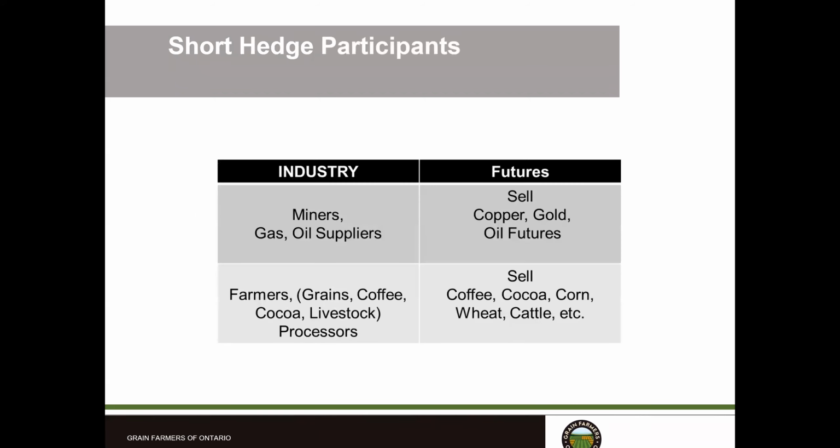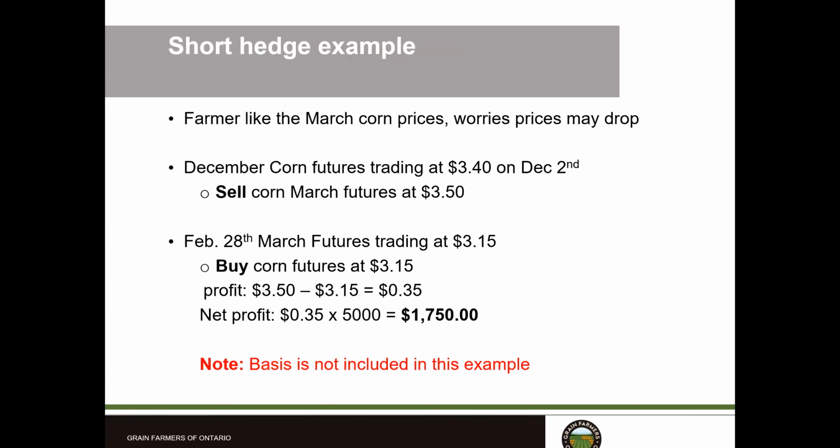Some of the participants, again, same thing. We've got miners, gas and oil companies, farmers, coffee growers, livestock processors, and there are so many commodities out there today. They even have weather commodities, right? Weather futures. So the miners sell gold, copper, oil futures. And then the farmers sell coffee, cocoa, wheat, corn, beans, hogs, and the list just keeps going on and on.